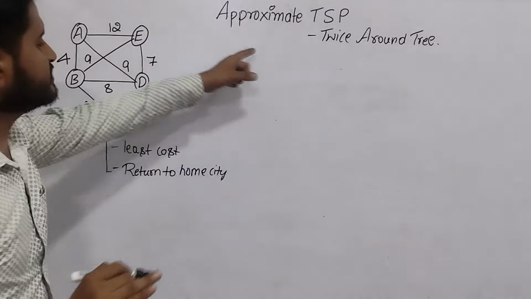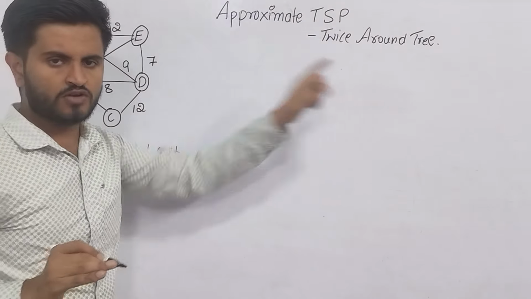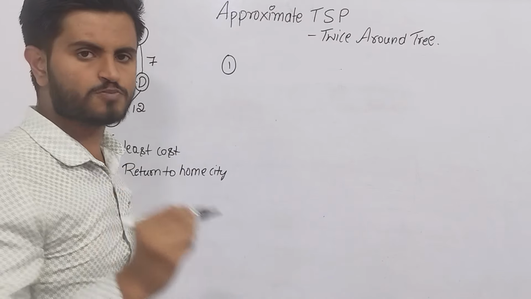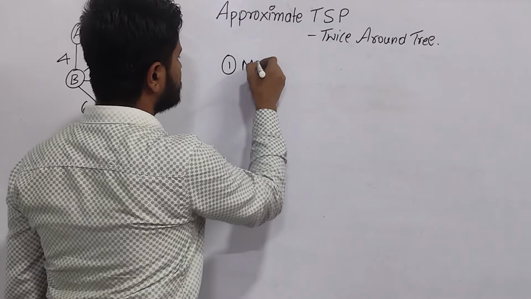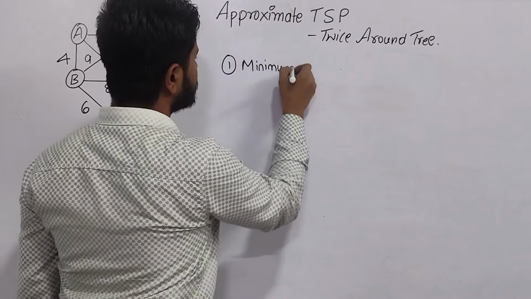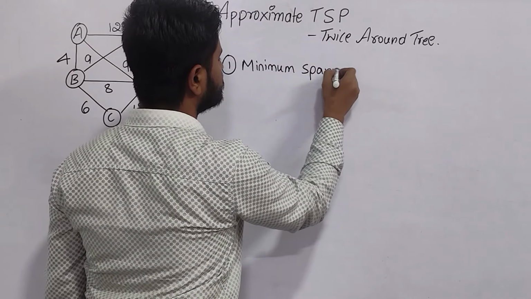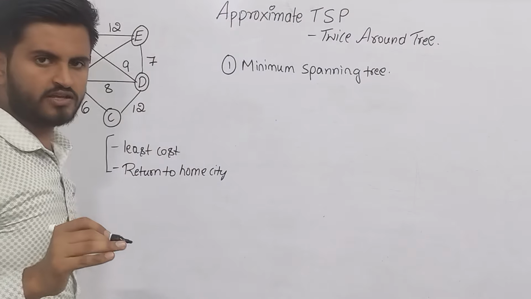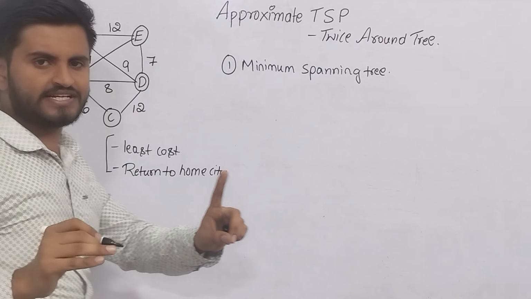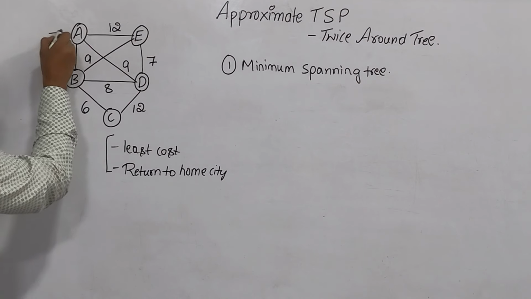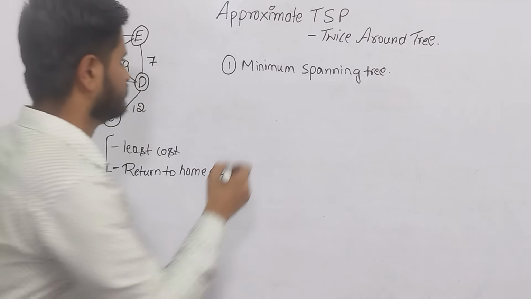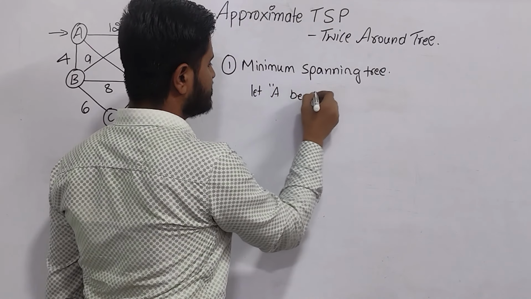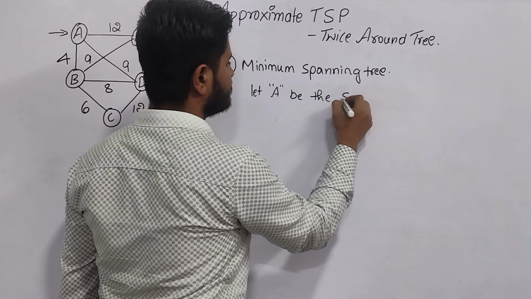To solve using the twice around the tree problem, the first step is to find the minimum spanning tree. What you must do is choose one node or one city as the source city. So here I will be choosing A as the source city. Write here, let A be the source city.